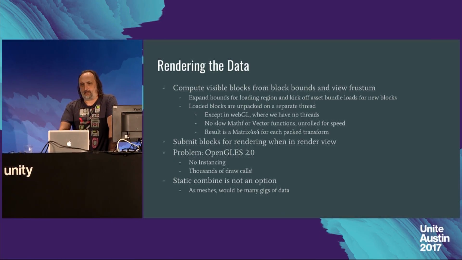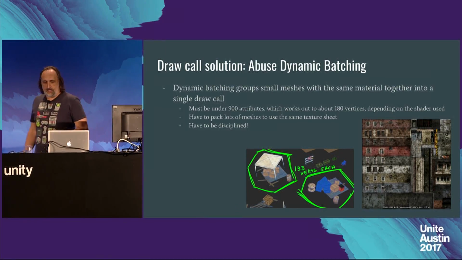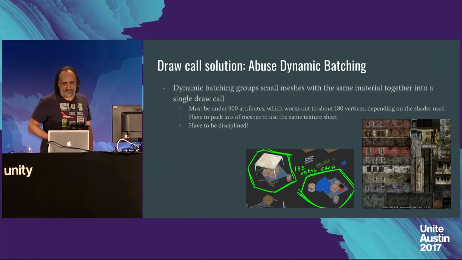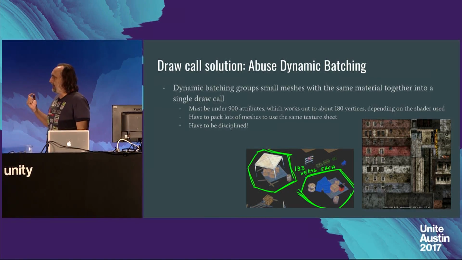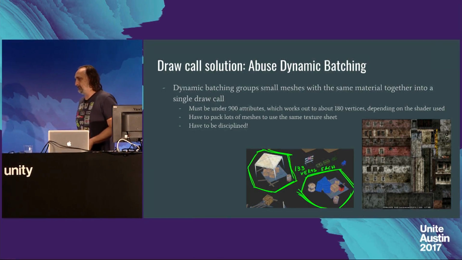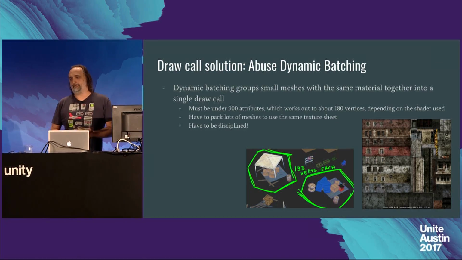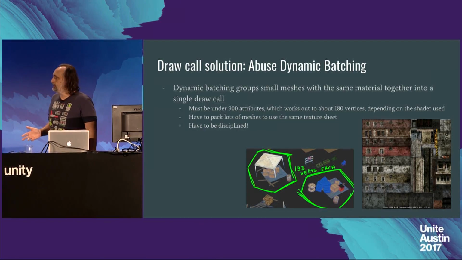If you static combine it, it's going to end up gigs of mesh data that you need to download. And if you try to do it dynamically, that's just going to be way too expensive. So what we did was abuse the dynamic batching system in Unity. What dynamic batching does is it takes all little tiny objects and tries to combine them and draw them. And it turns out that it can do this really fast. The trick is you have to stay under 900 attributes. An attribute is a piece of data about your vertices. So if you have UVs, positions, normals, and tangents, you have 4 attributes. You divide that number by 4, and that's how many vertices you can render.